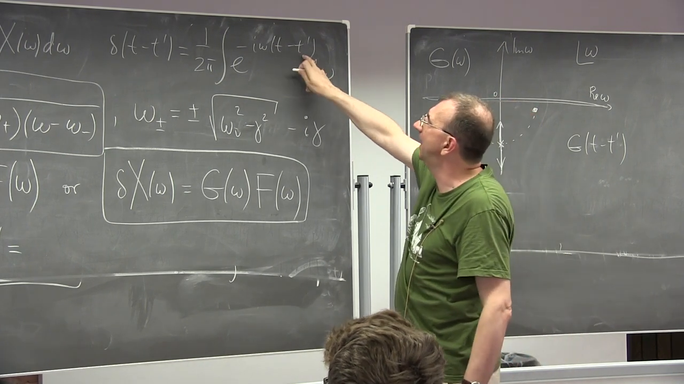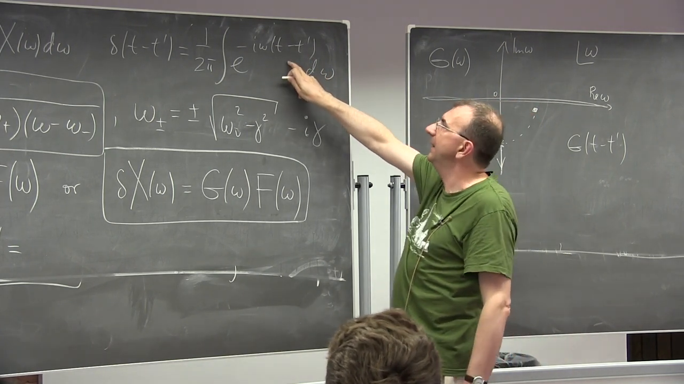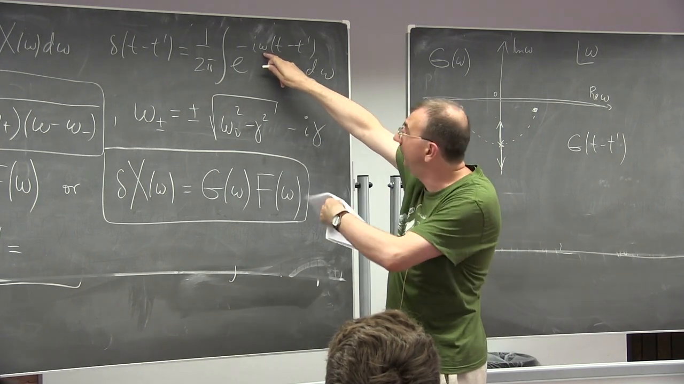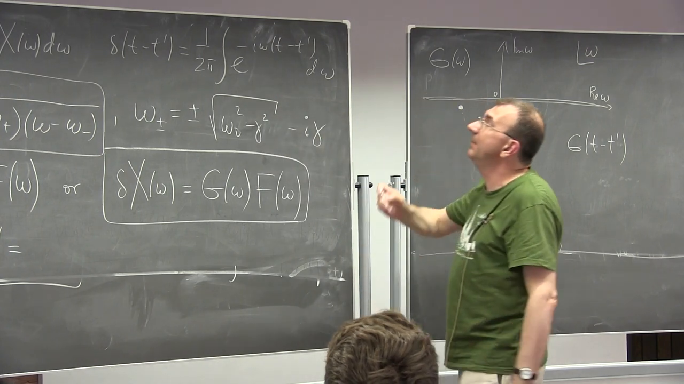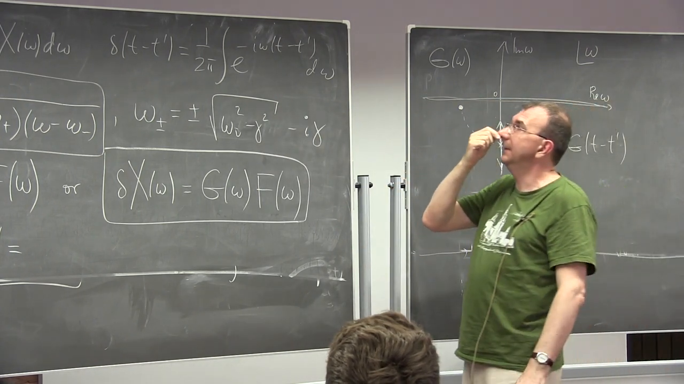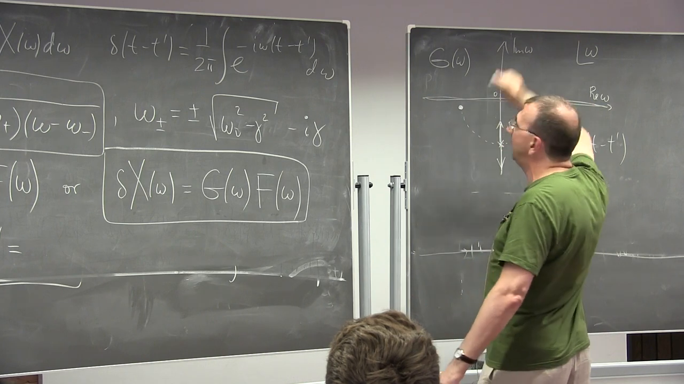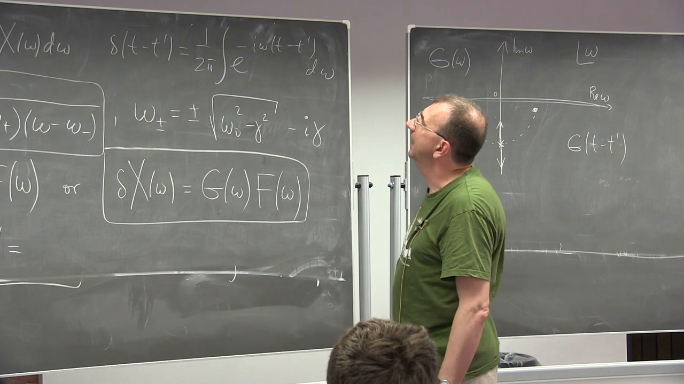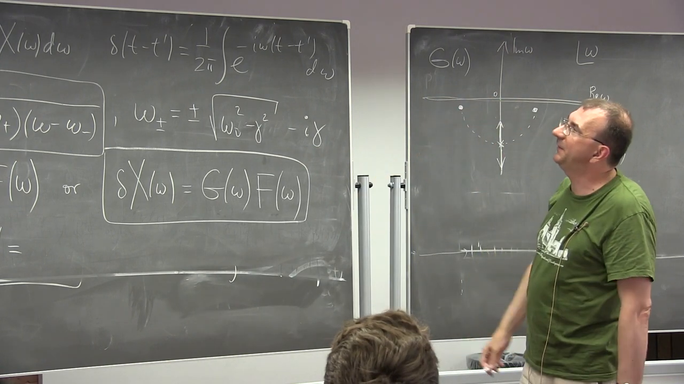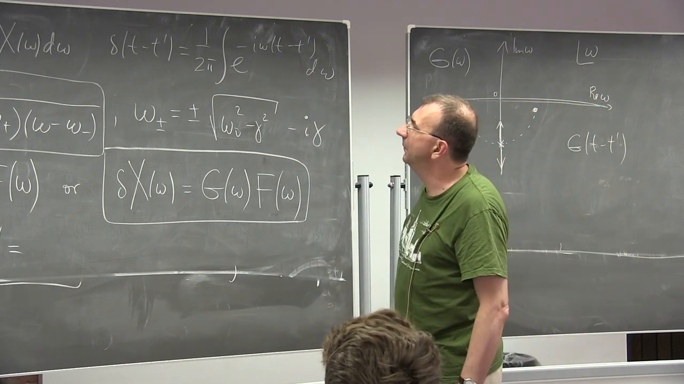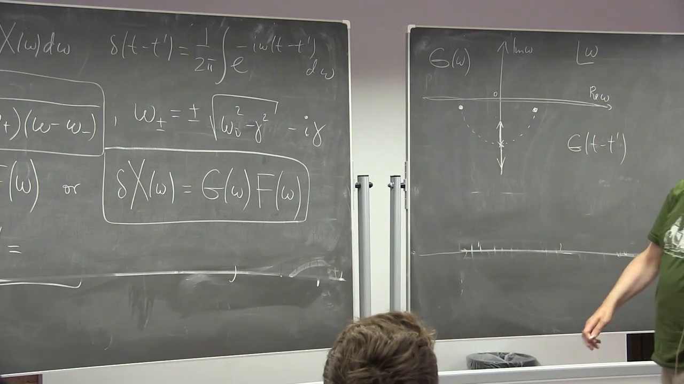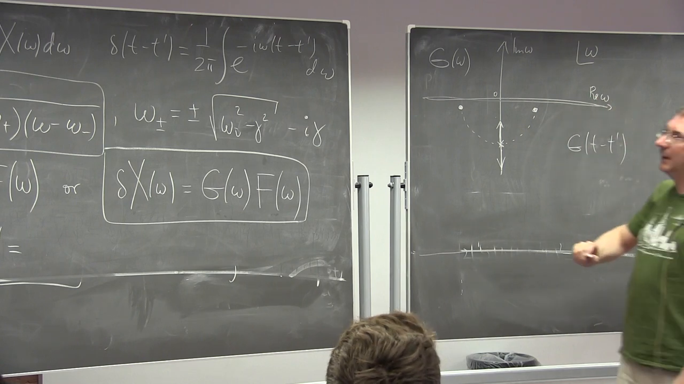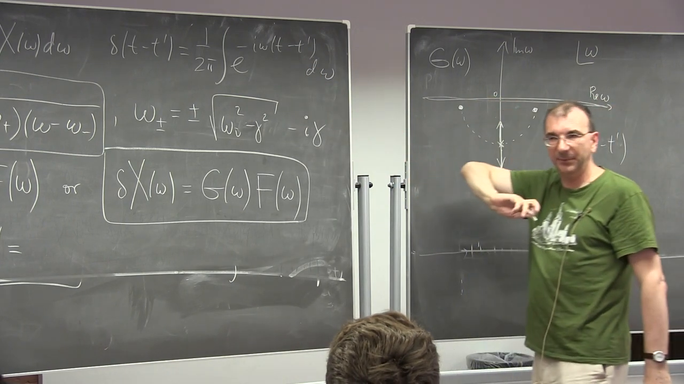If t minus t prime is positive, then omega, which has both real and imaginary parts, right? So the imaginary part of omega, if you want to close your contour, for example, in the upper half plane, and therefore the imaginary part will be positive, then it will be a disaster because you have an exponent which will blow up, right? So in other words, the way you close the contour is correlated with the sign of t minus t prime.